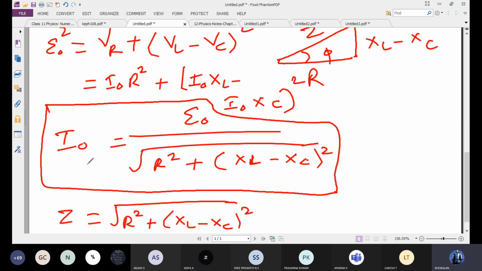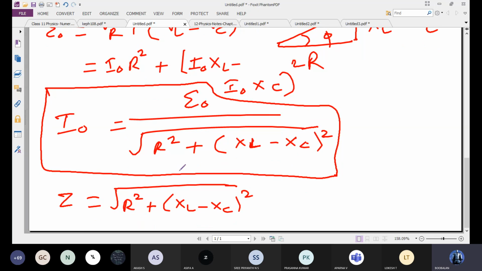So combined together you will get the I naught formula. I naught equals E naught divided by root of (R square plus (XL minus XC) whole square). And root of (R square plus (XL minus XC) square) is called Z. So Z means impedance. Resistance, L, C combined together, it is the resistance Z.